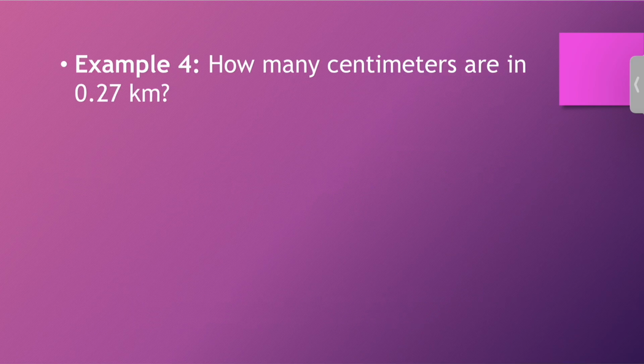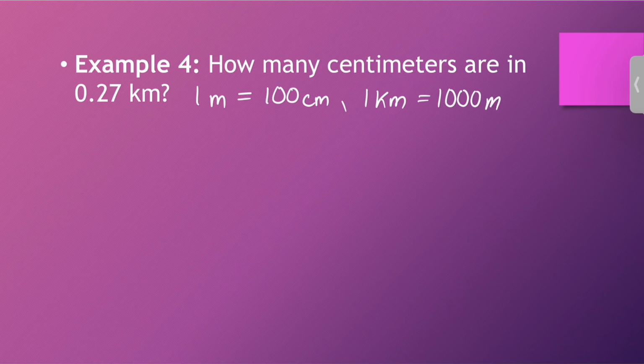So in this problem, it states how many centimeters are in 0.27 kilometers. Again, there's no direct conversion factor from centimeters to kilometers. I do know that in 1 meter, there are 100 centimeters. I also know that in 1 kilometer, there are 1,000 meters, or 10 to the third. Again, we're going to start off by writing the original value that we're given, our 0.27 kilometers, and I'm going to put it over 1.